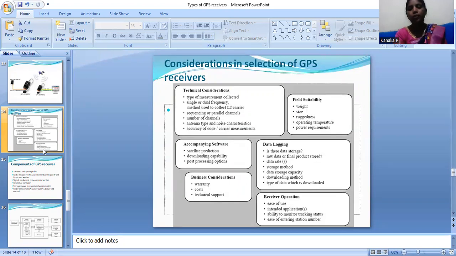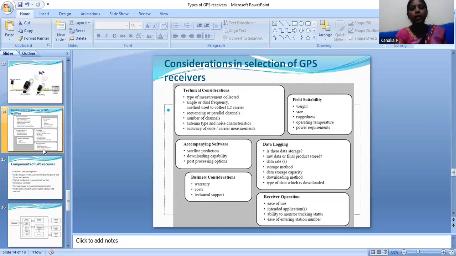Next one is field capacity and suitability. That is weight, size, roughness, operating temperature, power requirement. This is the field suitability. Next one is accompanying software: satellite prediction, downloading capability, post-processing options. So this is the accompanying software.